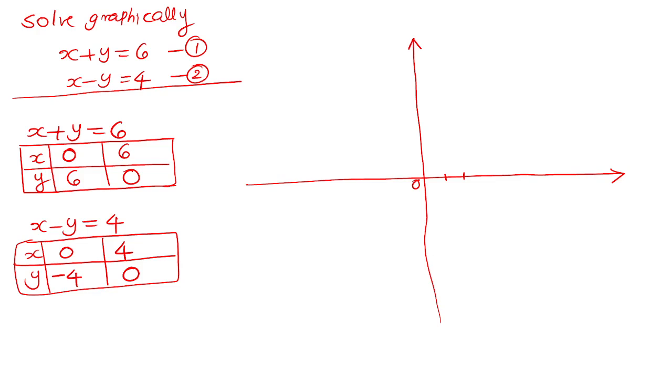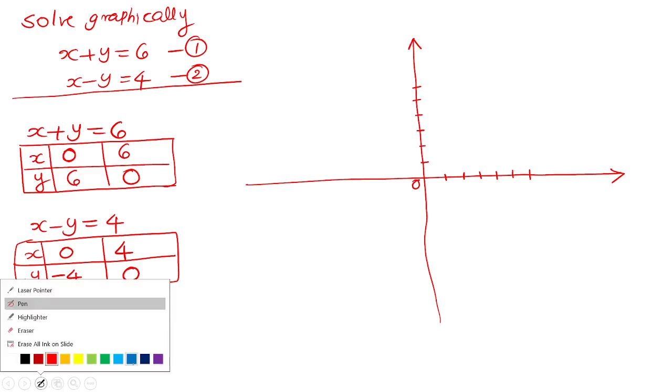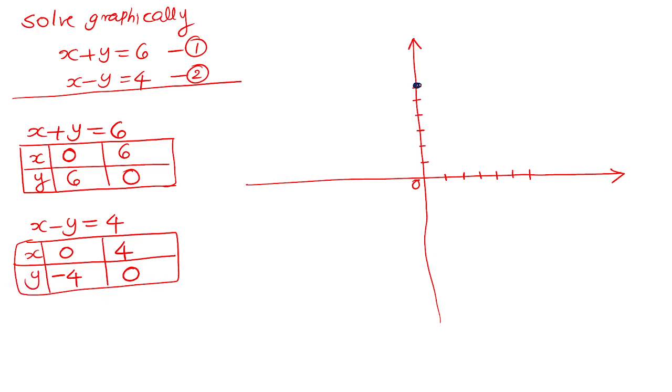1, 2, 3, 4, 5, 6, 7 not there. Then in the same way 1, 2, 3, 4, 5, 6. Then 0, 6 is there. Let me mark 0, 6. This is 0, 6. And 6, 0 is there. This is 6, 0. Join them. Using scale you have to join them. This is the graph of x plus y equal to 6.